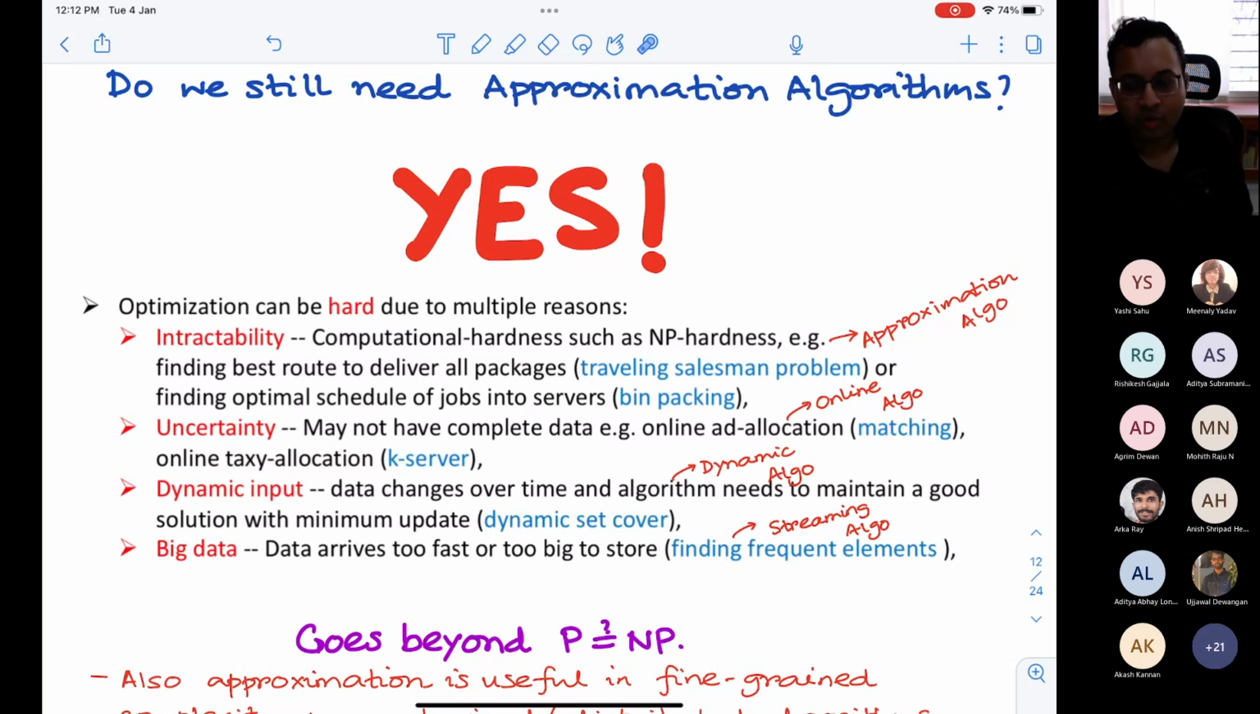Or sometimes you have too much data, big data, and the data arrives very fast, and it's really big, so you cannot really store the whole data. So you cannot really solve it exactly, but you can probably do something. You can store some small amount of data and still do some approximate solution. So these are there, and also other problems are there.